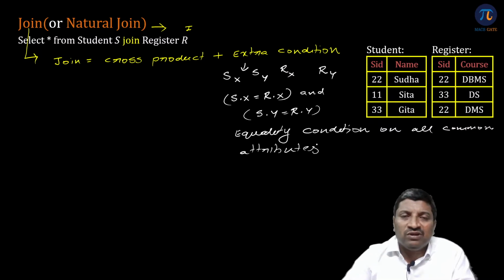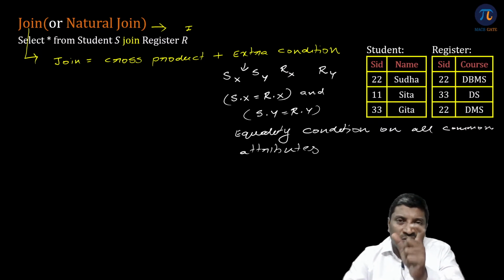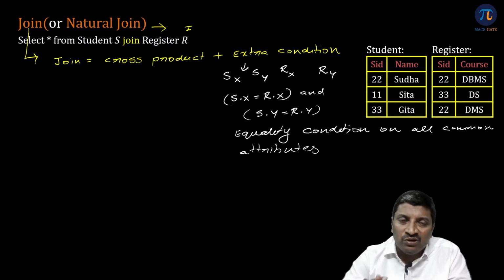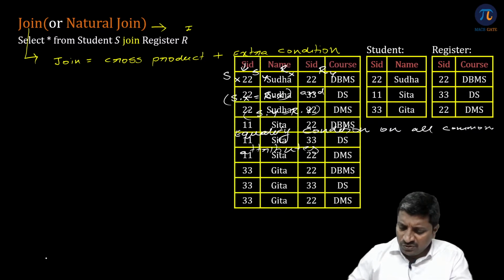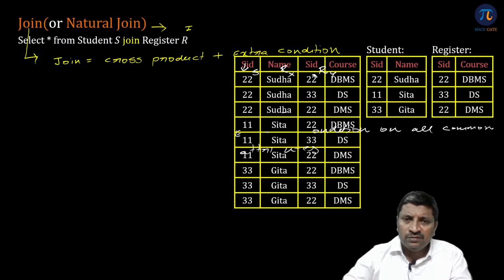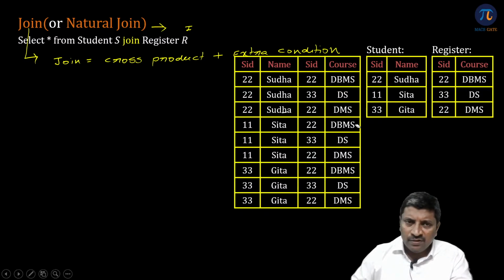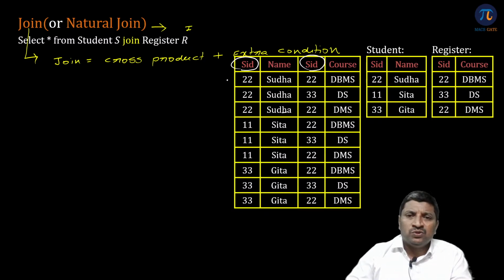And since we have given the equality condition, the common attributes will be displayed only one time, because both have the same values, right? When both have the same values, why write them two times, sir? So let me rough this out, sir. Here I have only one common column. So this will be written, this will be written, and this will be written.